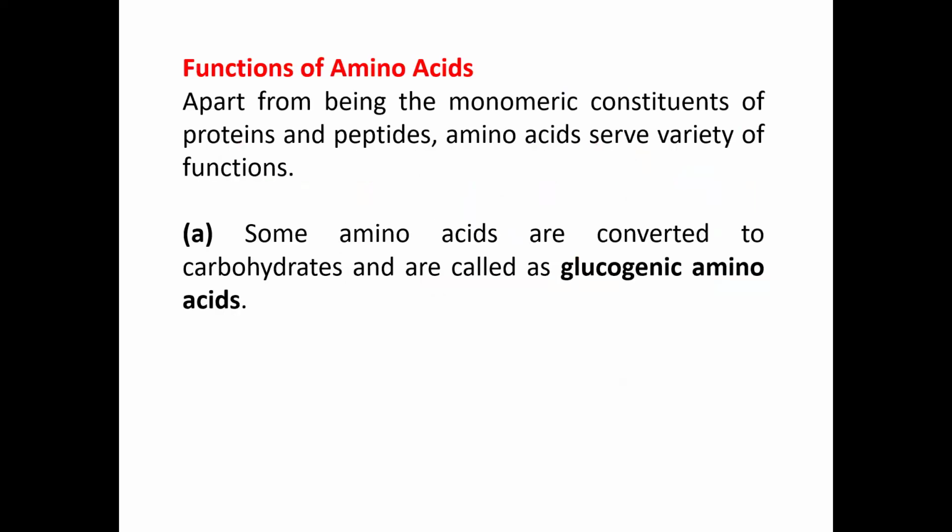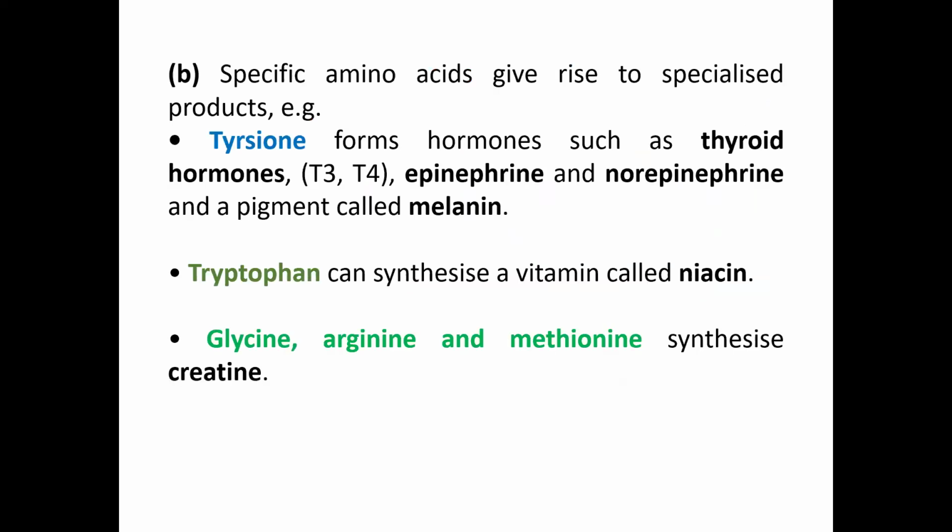So, function of the amino acids: apart from being the monomeric constituents of proteins and peptides, amino acids serve a variety of other functions. Some include amino acids that are converted to carbohydrates, which are called glucogenic amino acids. So amino acids that are converted to carbohydrates in the body are called glucogenic amino acids. We have specific amino acids that give rise to specialized products.